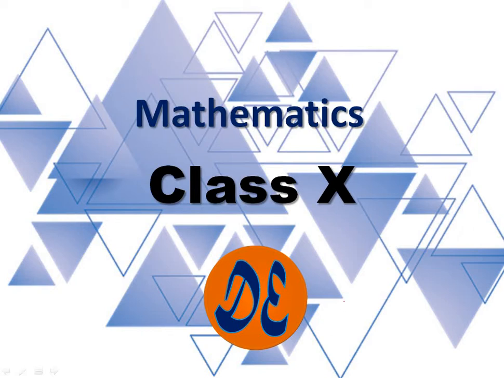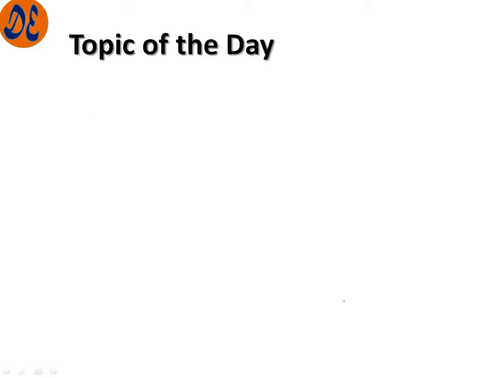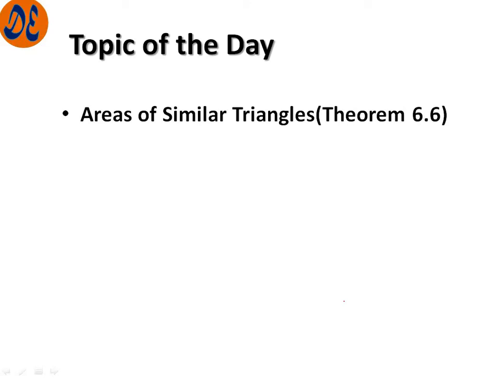Today we will be talking about a triangle. This is part 5 we are discussing today. So in this class we will be discussing area of similar triangles, theorem number 6.6. We have already done till theorem 6.5. Today we will be discussing theorem number 6.6, and we will also do some examples based on theorem 6.6.